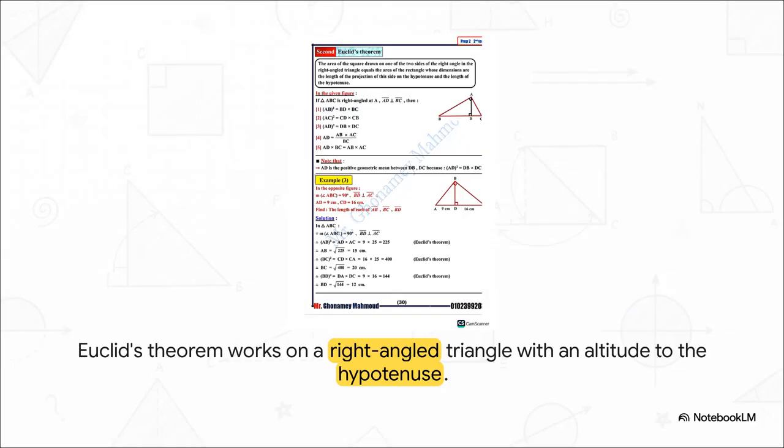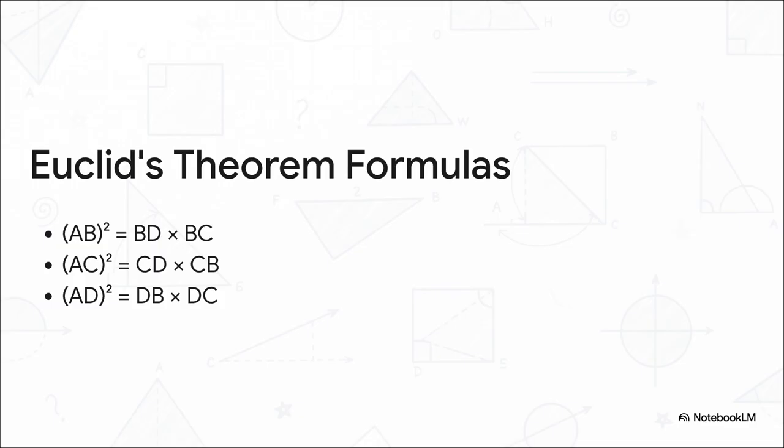Now, Euclid's theorem has a very specific playground. It only works with a right-angled triangle. And not just any right-angled triangle, you have to do one more thing. You have to drop a line, called an altitude, from that 90-degree corner straight down to the longest side, the hypotenuse. See how that line splits the hypotenuse into two smaller pieces? Hey, wait a second. Those are the projections we've been talking about. And this is where the magic happens.